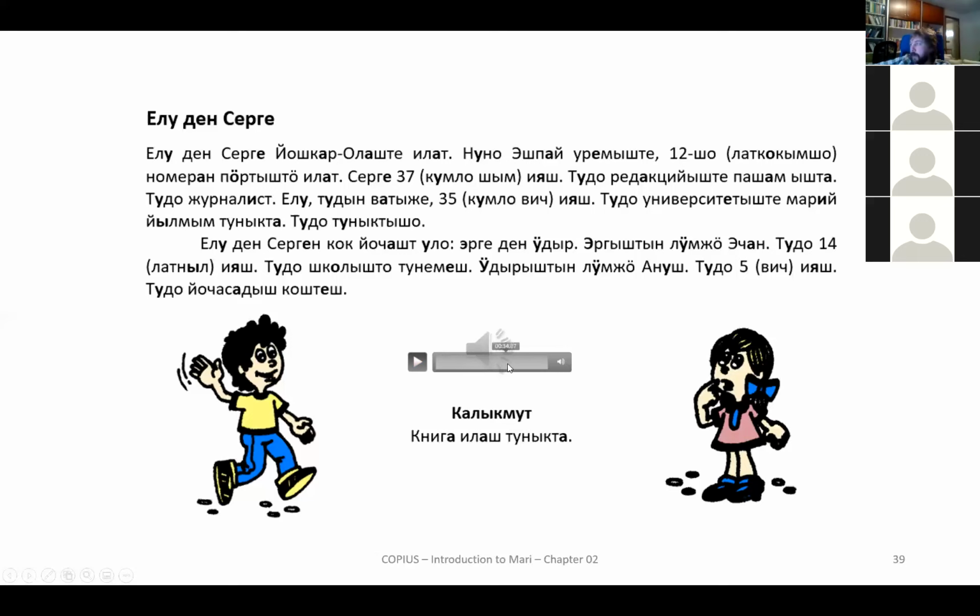Okay. I managed it a few times and now you just clicked a split centimeter away and I went to the next slide. Let's see if I find it again. Эргыштын лӱмжӧ Эчан. Wow. Sophus? The name of the son is Echan. Mm-hmm. And I hope everybody can see the segmentation here. We have ergesten, erge, the stem, st, the possessive suffix, and the genitive ending.